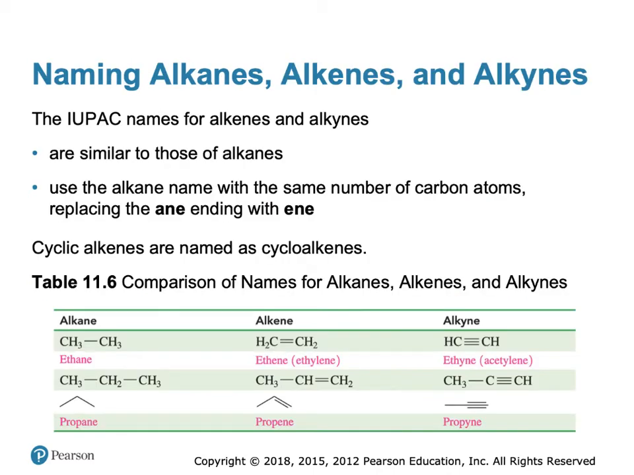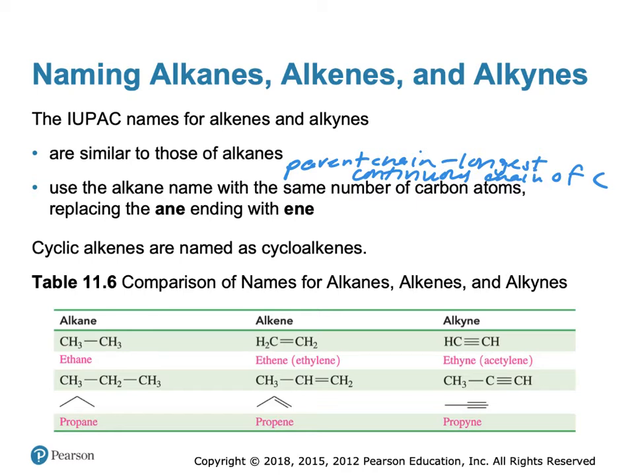So as we learned how to name alkanes, we are going to learn how to name alkenes and alkynes. The IUPAC names for alkenes and alkynes are similar to those of alkanes. What you are going to do is identify the parent chain. So the parent chain is the longest continuous chain of carbons. We are going to use the same names.